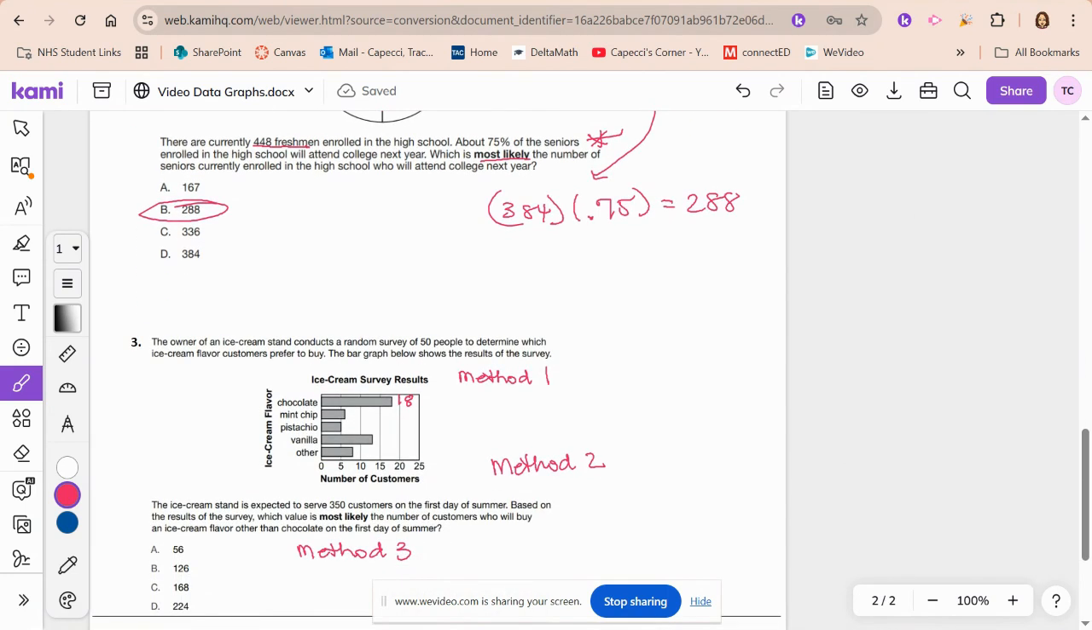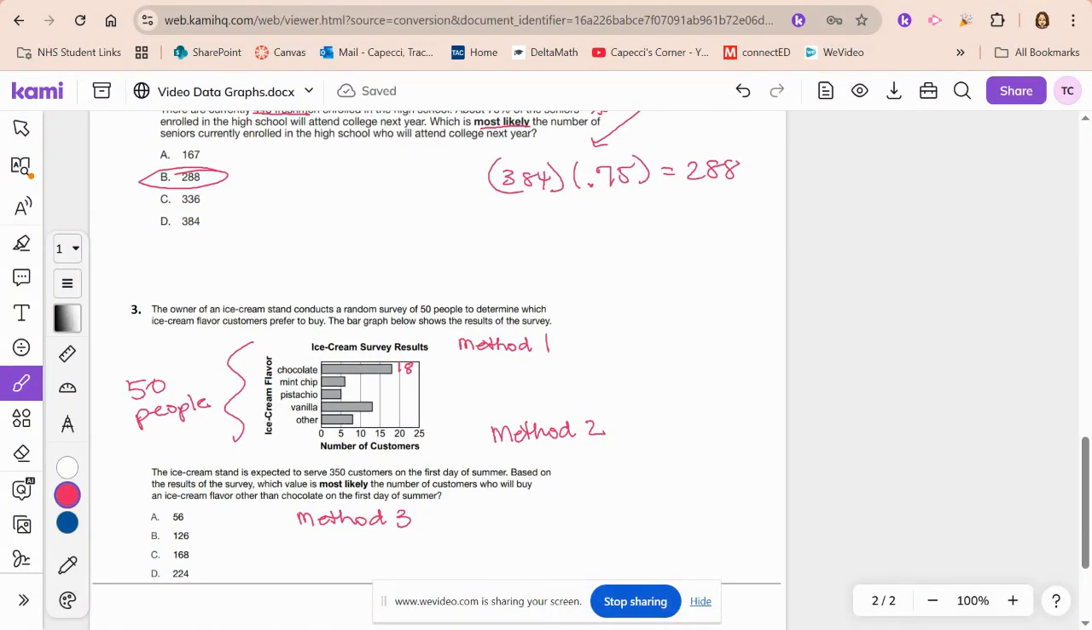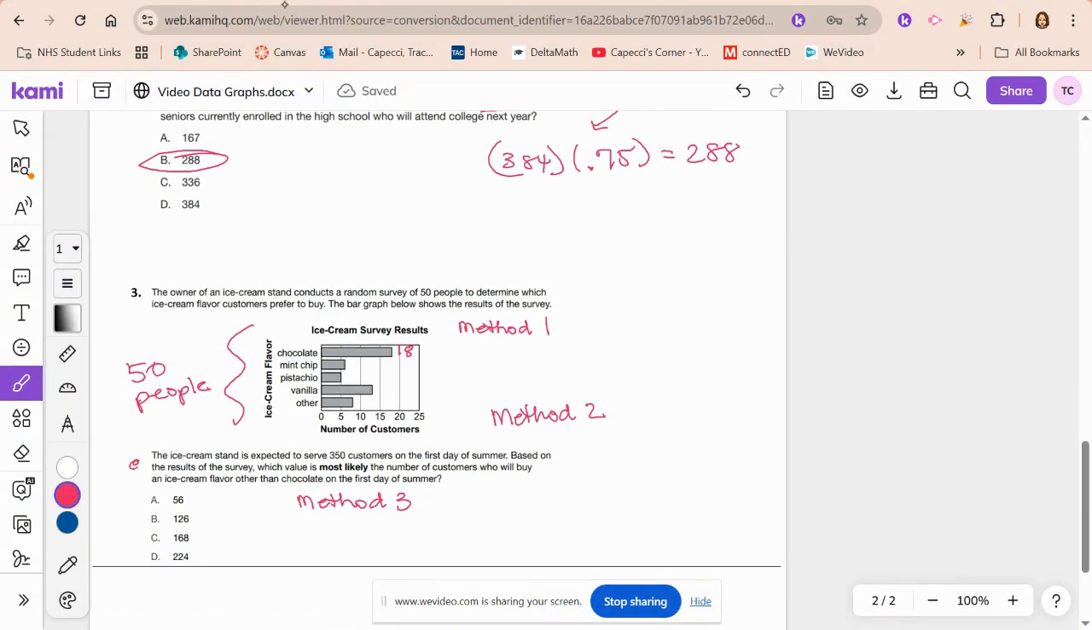The owner of an ice cream stand conducts a random survey of 50 people to determine which ice cream flavor customers prefer to buy. The bar graph below shows the result of the survey. So this right here is of 50 people. Okay, we can see their flavors and number of customers. So let's see what they want us to do with that.